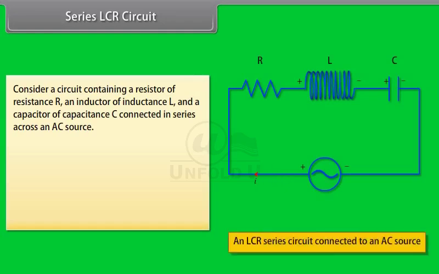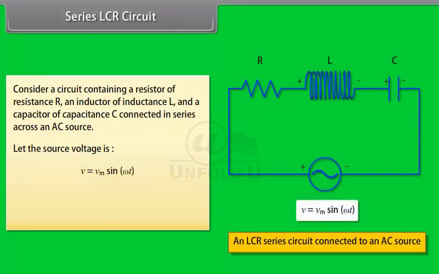Series LCR circuit. Consider a circuit containing a resistor of resistance R, an inductor of inductance L, and a capacitor of capacitance C connected in series across an AC source. Let the source voltage be equal to Vm sin omega t. We apply Kirchhoff's rule in the loop to get V is equal to VR plus VL plus VC.